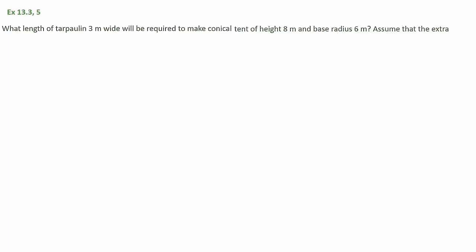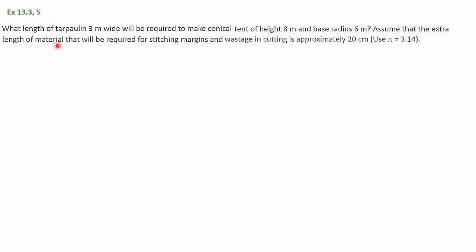Next we shall discuss the fifth question. What length of tarpaulin 3 meter wide will be required to make a conical tent of height 8 meter and base radius 6 meter? Assume that the extra length of material that will be required for stretching margins and wastage in cutting is approximately 20 centimeter. Pi value is given to us as 3.14.